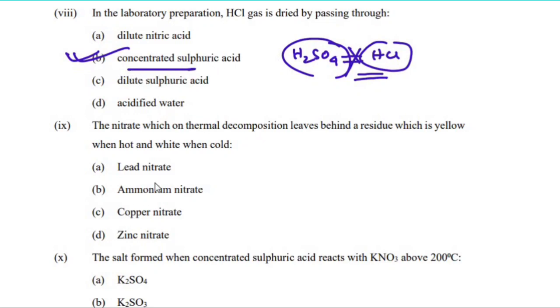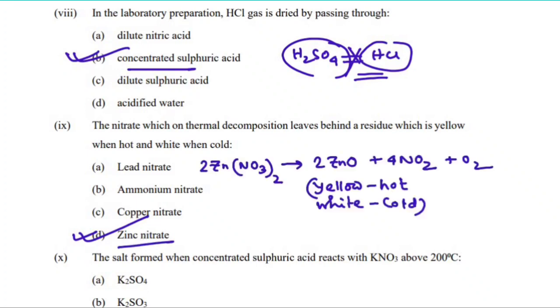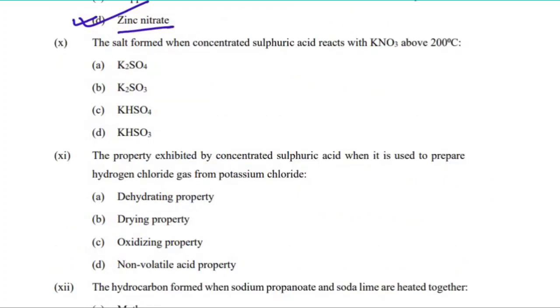Next question. The nitrate which on thermal decomposition leaves behind a residue which is yellow when hot and white when cold. The answer is zinc nitrate, because zinc nitrate decomposes to produce zinc oxide, which is yellow when hot and white when cold. So the answer is zinc nitrate. Let us move to the next question. The salt formed when concentrated sulfuric acid reacts with KNO3 above 200 degrees Celsius.